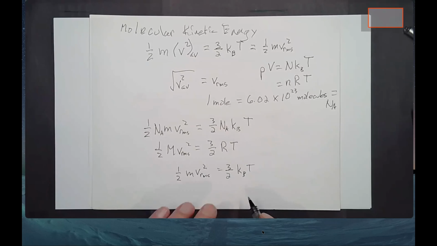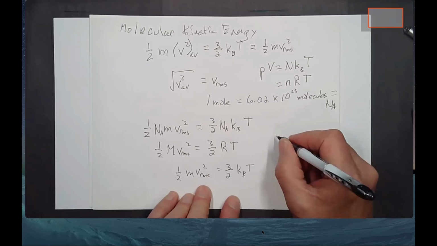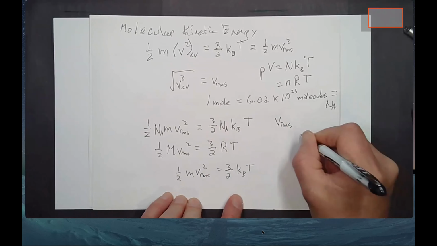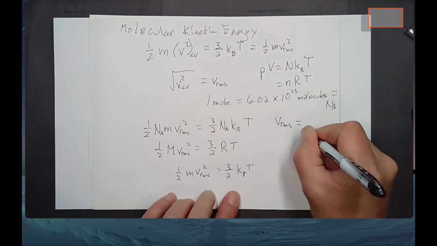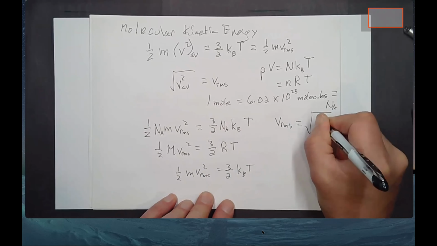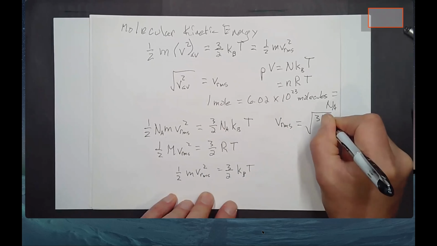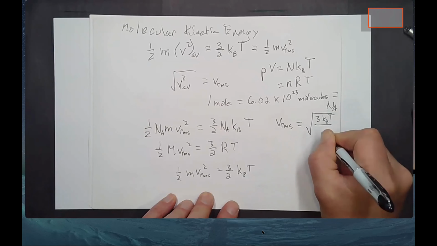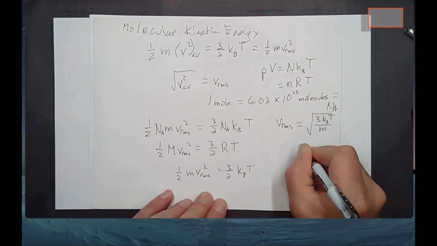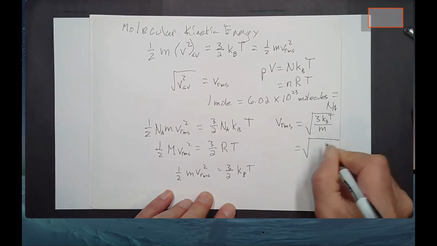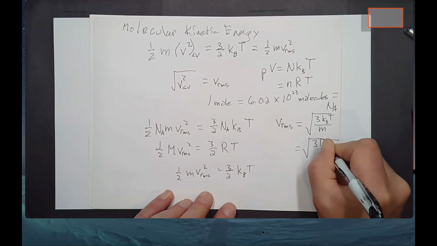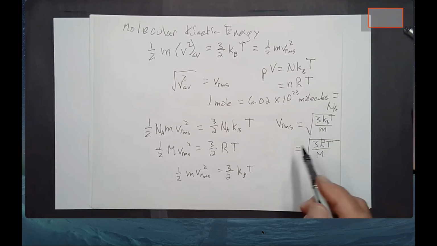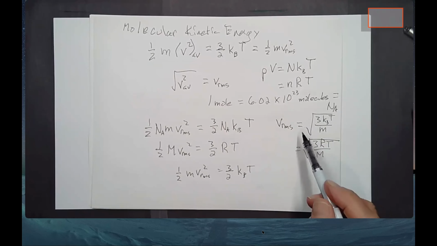So that's pretty neat. And you can solve for VRMS in terms of this other stuff, and it ends up equaling, this is just a little bit of math here, the square root of 3 k sub B T over m, or you could also write it as the square root of 3 capital R times T divided by the molar mass. So either way, you can calculate particle speeds.